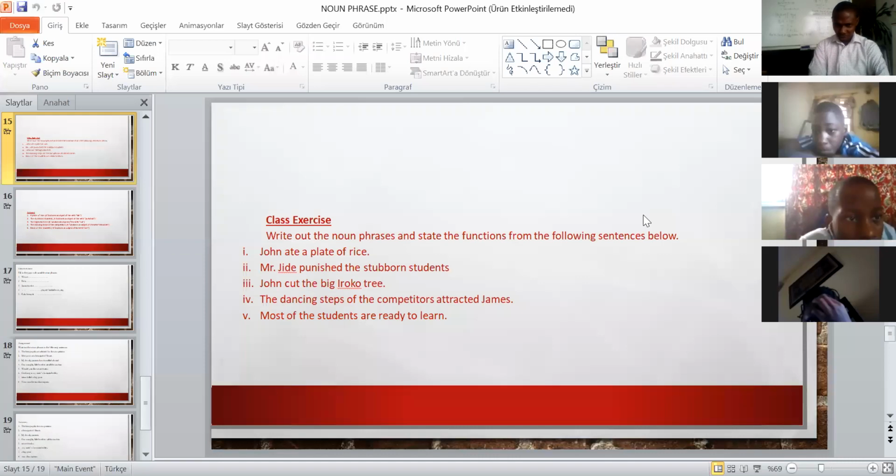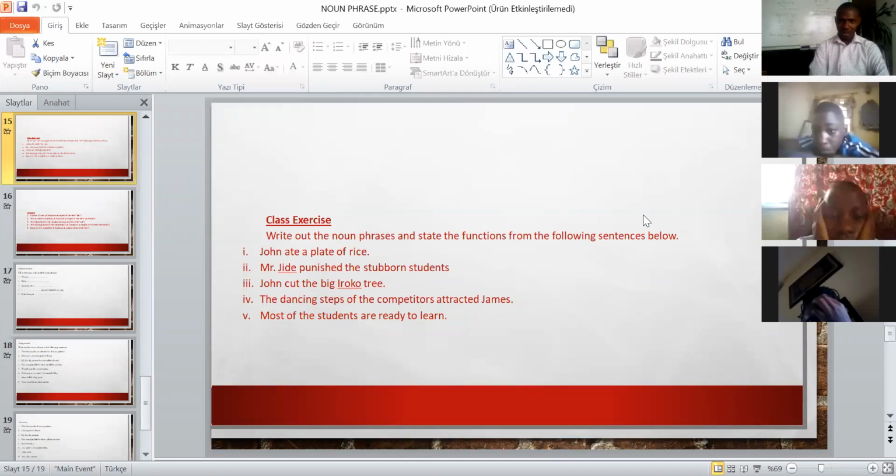The big Iroko tree is a noun phrase actually, and it functions as object of what? Tell us. The big Iroko tree is a noun phrase, and it functions as object of. Tell us what it functions as. Object of the verb, correct. You are the first person to get it right. That's correct. Thank you.